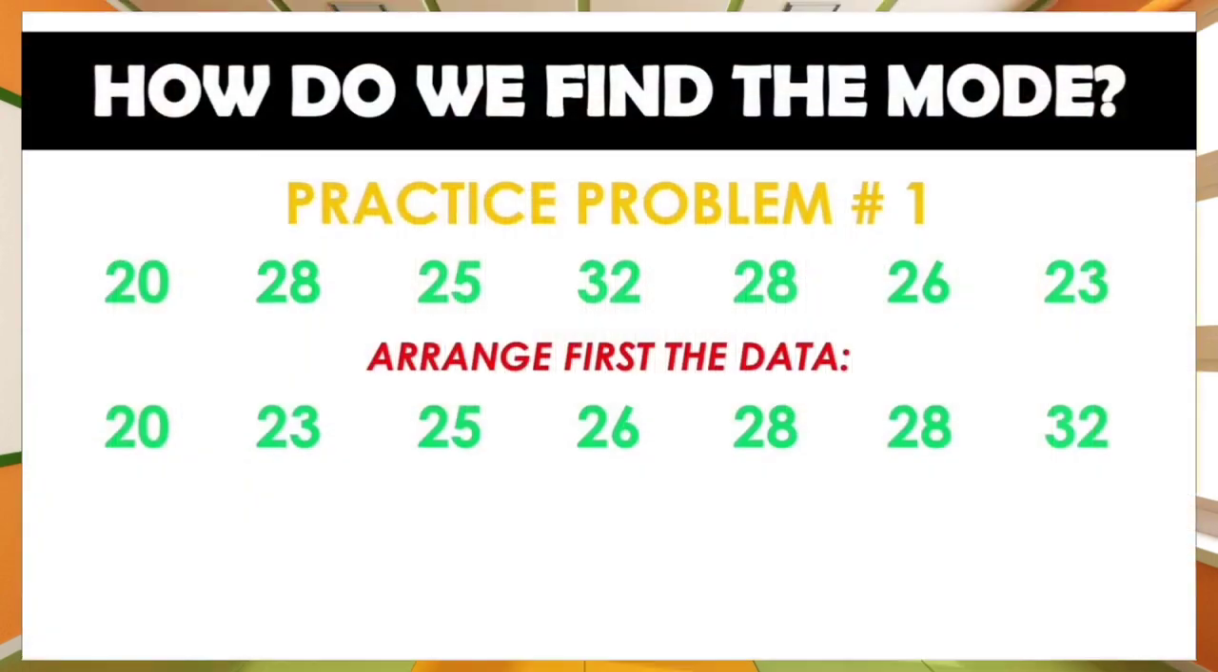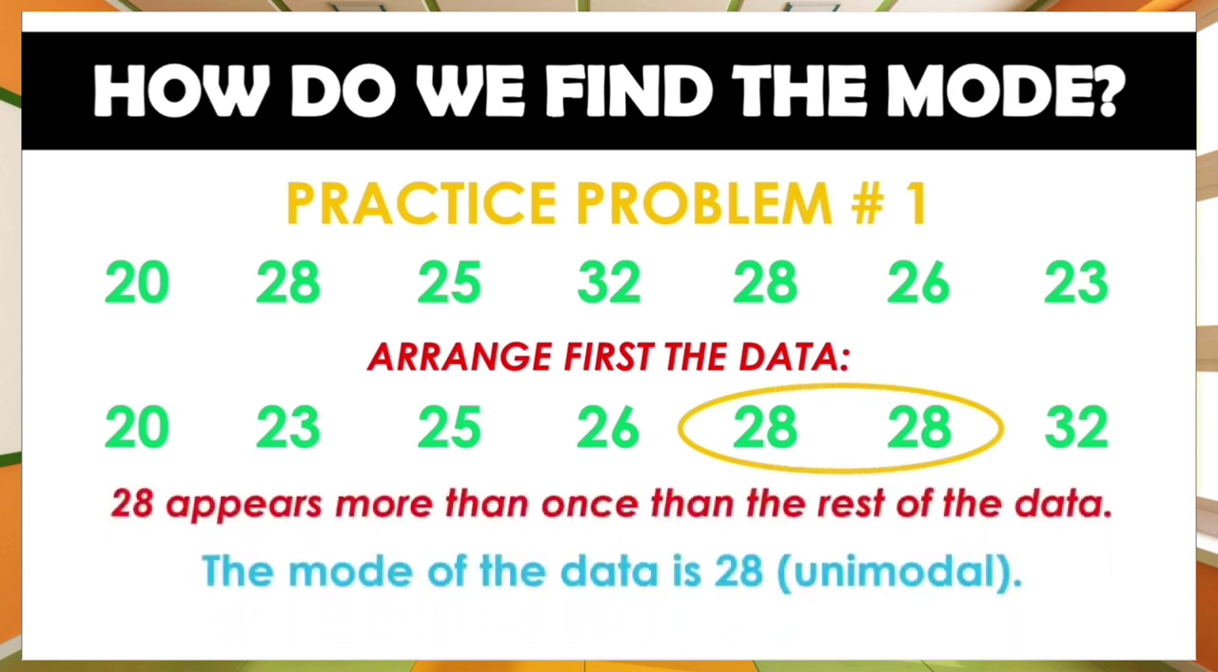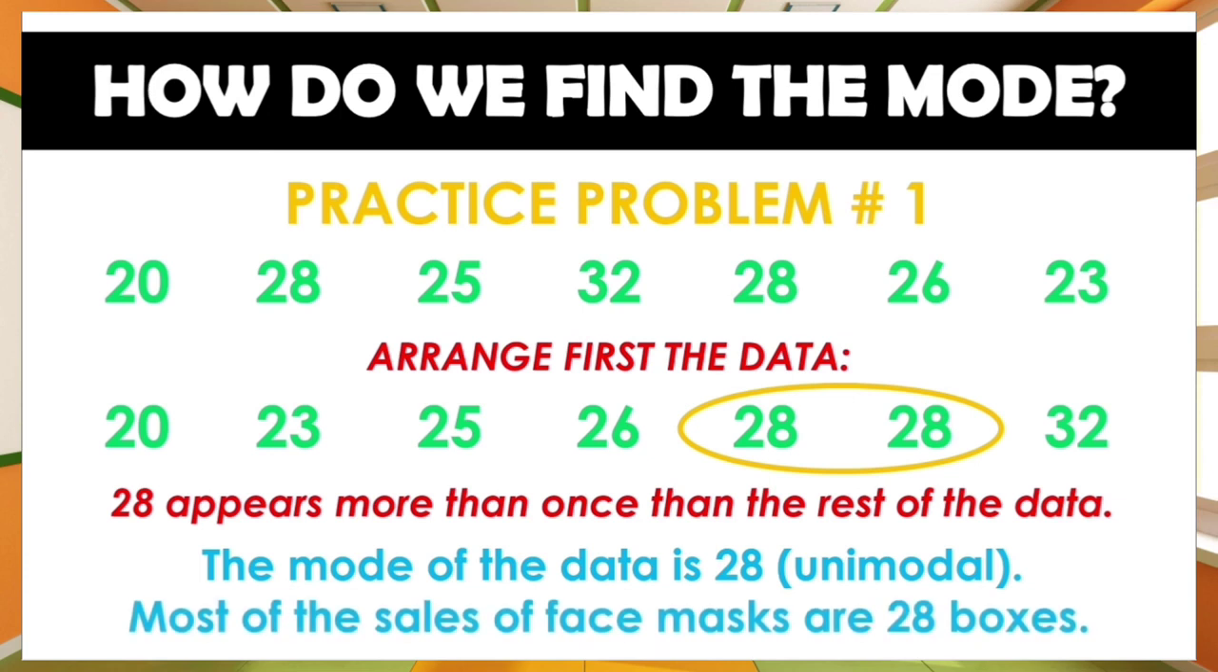Lastly, we need to find the mode. Now that we already arranged the data from lowest to highest, we can already inspect which values appear the greatest number of times. Based on the dataset, the mode is 28. This means that most of the sales of face masks are 28 boxes.